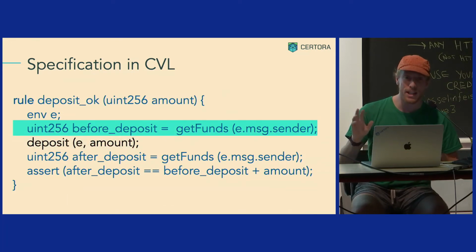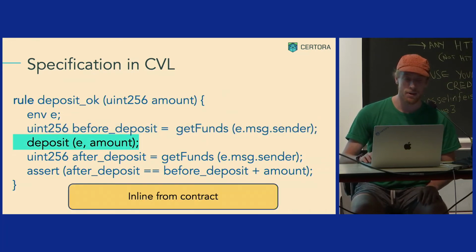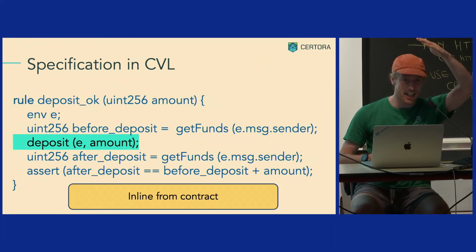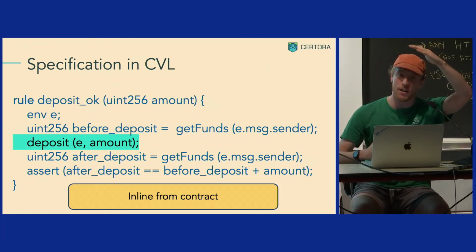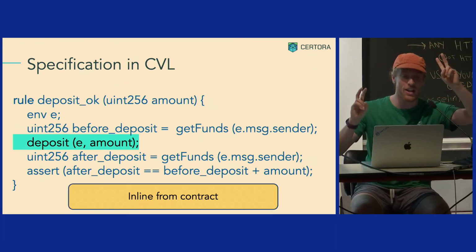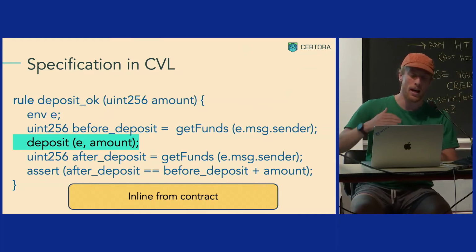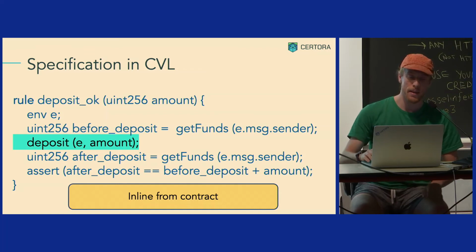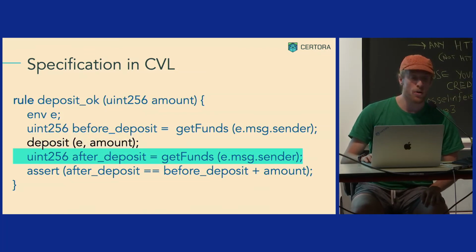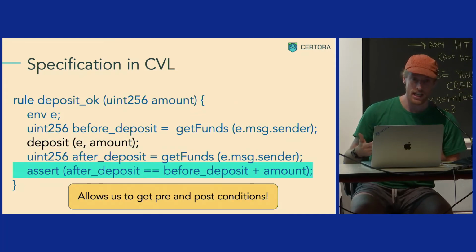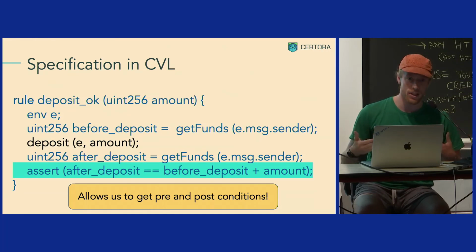So this was our P. Deposit, all the code that gets inlined, we just inline the entire function there with the symbolic value amount and symbolic environment E. So that's our S. We gather some more information, and then our assertion is our Q, our postcondition.